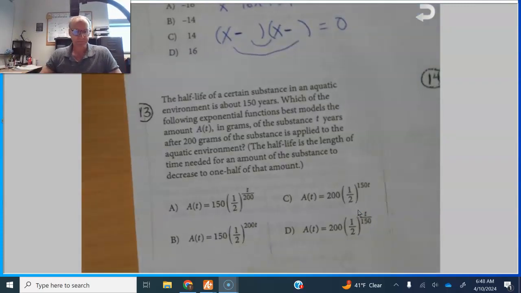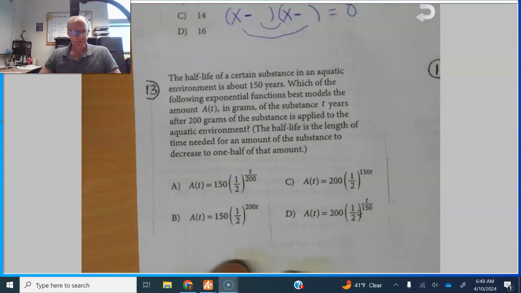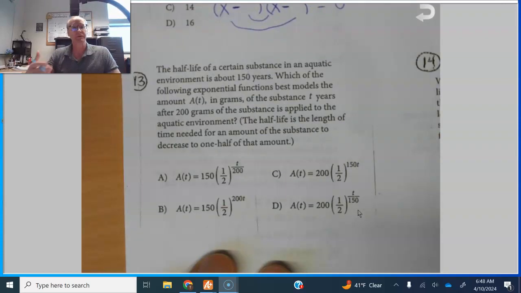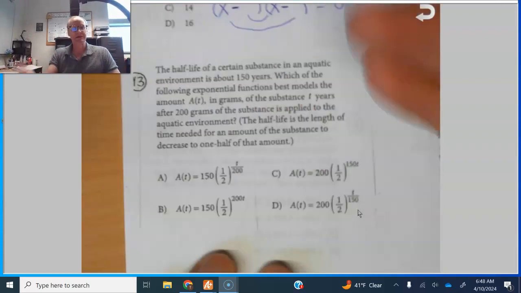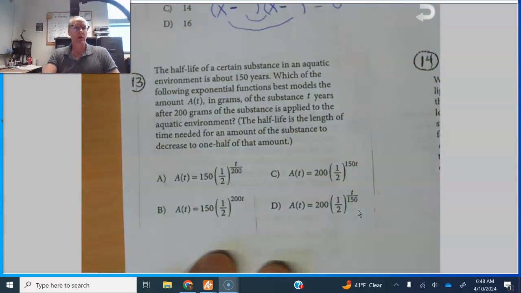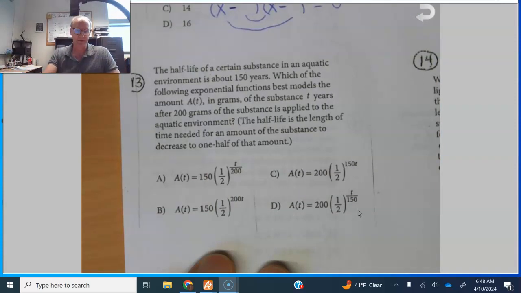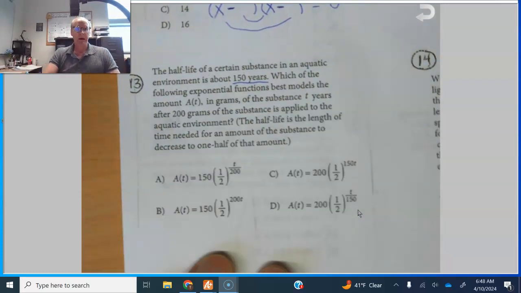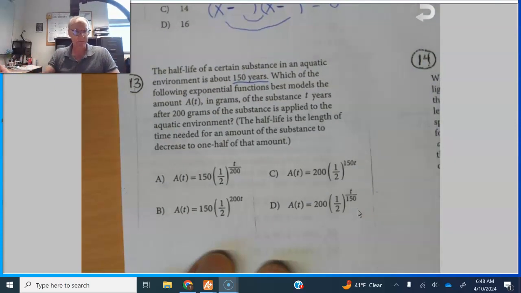All right, number 13. The half-life of a certain substance. Okay, the half-life means we're going to take half of it a number of times. So you take half of it, and then you take half of that, and you have a quarter. You take half of that, and you get an eighth, and so on. There will always be a certain amount left until you get to what's called the limit. It takes a long, long time for a lot of half-life. Clearly, 150 years is a long time to lose half of something. The 150 years is how many years it takes for it to cut it in half.